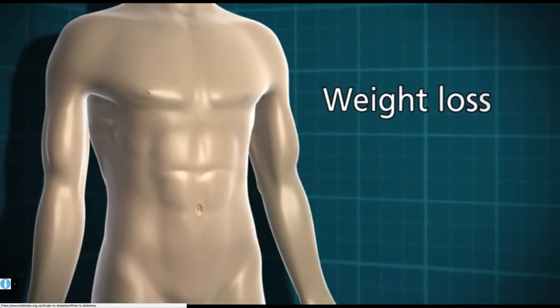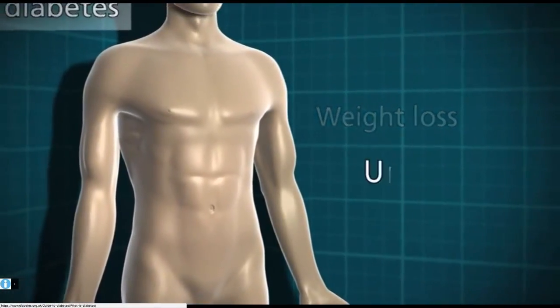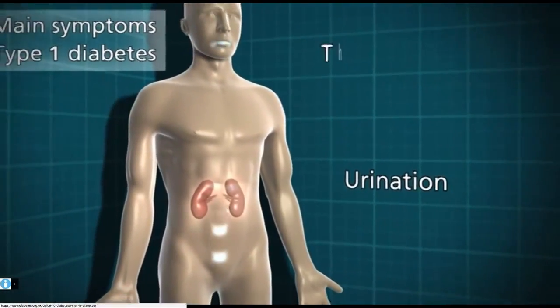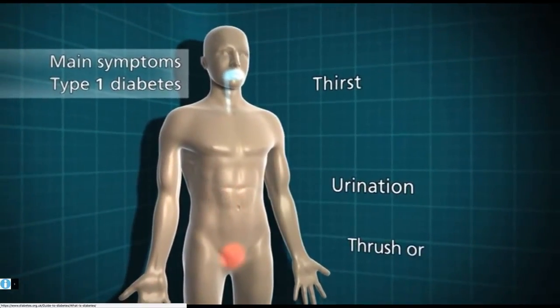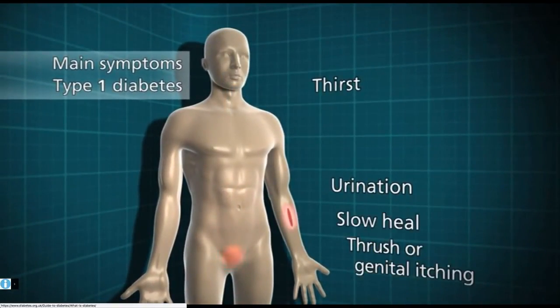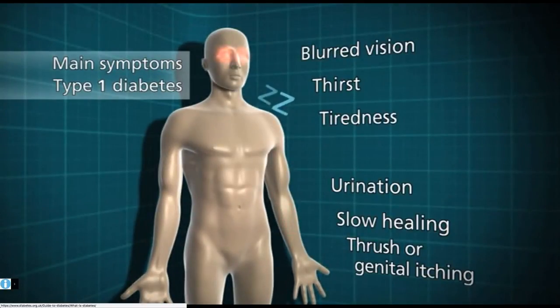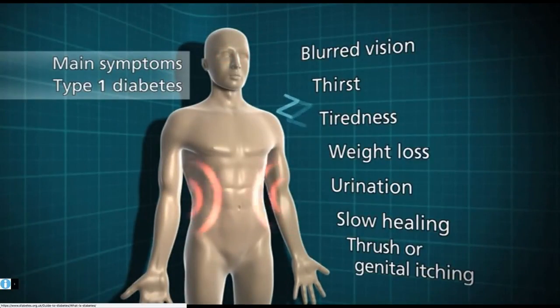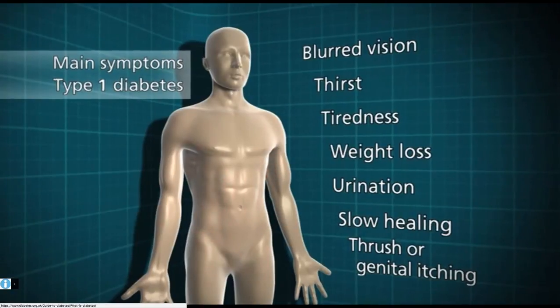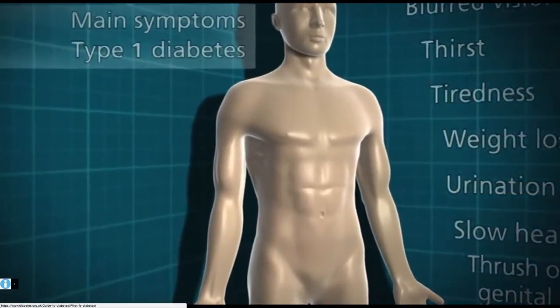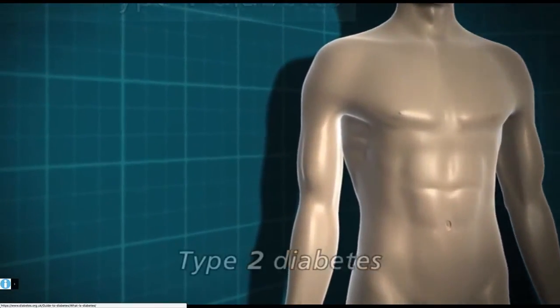So the main symptoms of type 1 diabetes are going to the toilet a lot, thirst, thrush or genital itching, slow healing of wounds, blurred vision, tiredness and weight loss. These symptoms generally happen quite quickly, often over a few weeks, and can be reversed once the diabetes is treated with insulin.